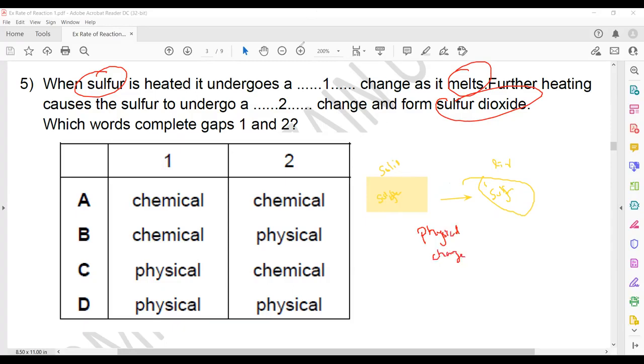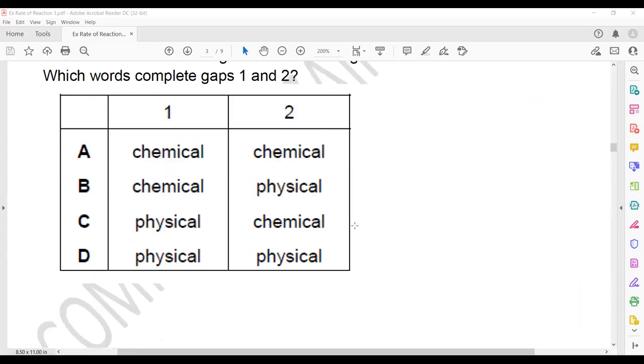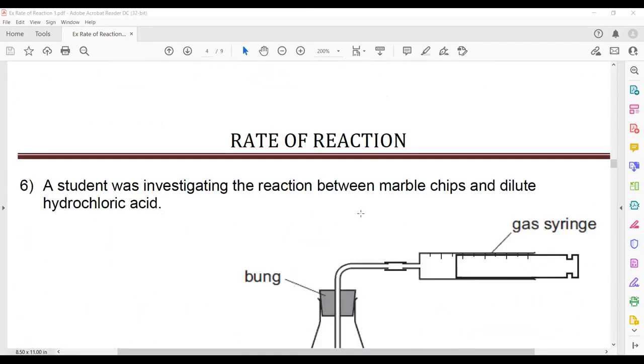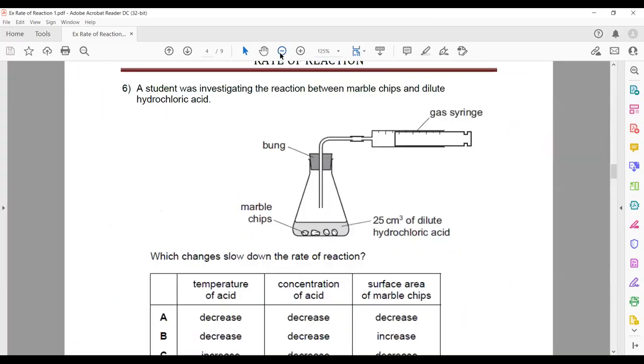But then the sulfur undergoes a reaction to form sulfur dioxide. Basically, sulfur reacted with oxygen to form a new substance, which is sulfur dioxide. When a new substance is formed, that's called a chemical change. So first is a physical change, the second one is a chemical change. So C is the right answer. When a new substance forms, it's a chemical change. When no new substance forms, we call that a physical change.